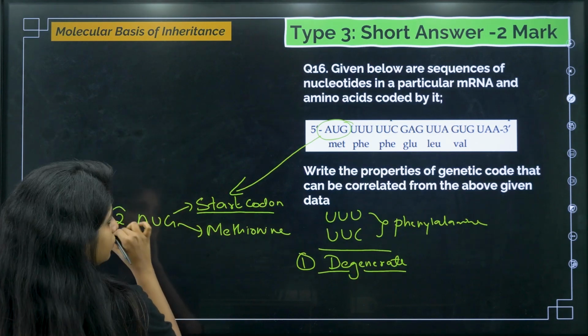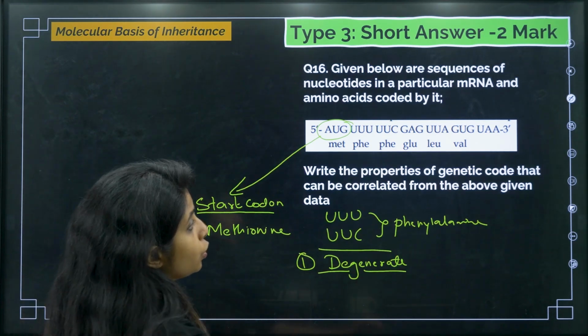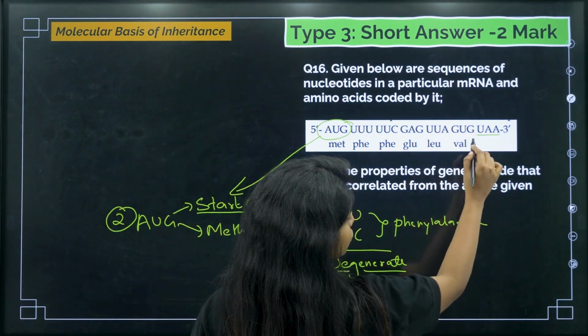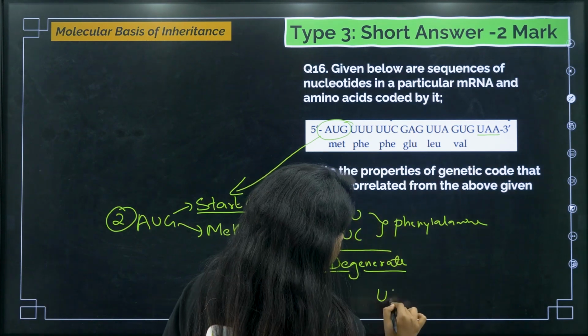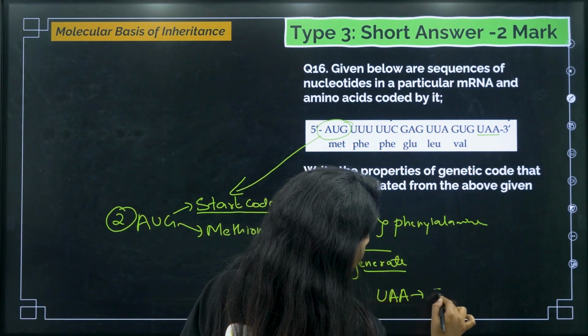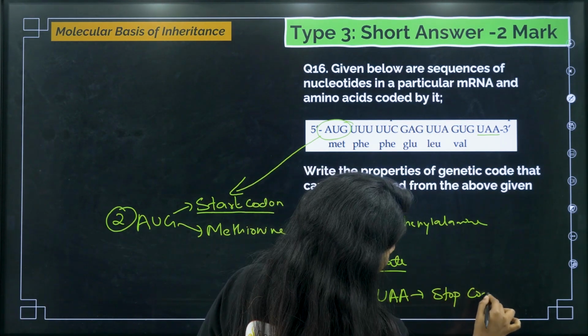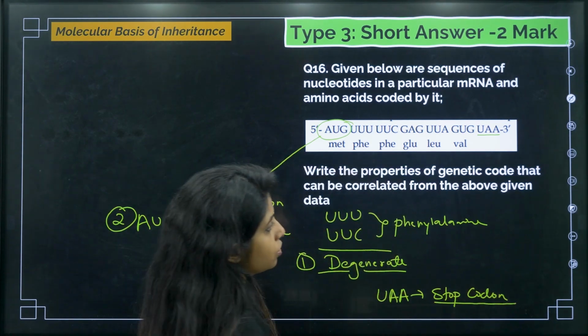The second thing that I can see is what, children? UAA is not coded by anything. There is no amino acid that is coming. So basically I can understand that UAA probably is a stop codon. UAA is, children, a stop codon.